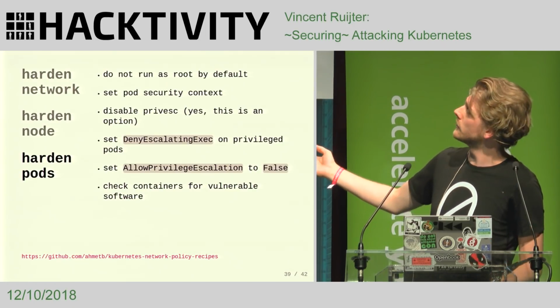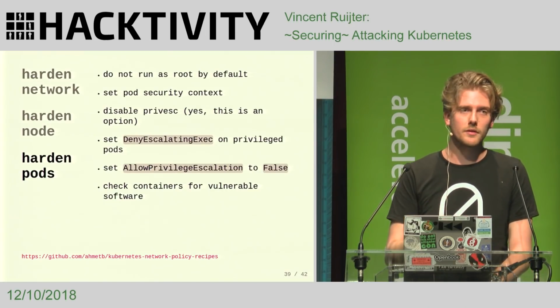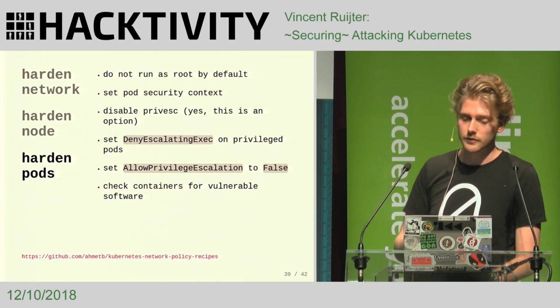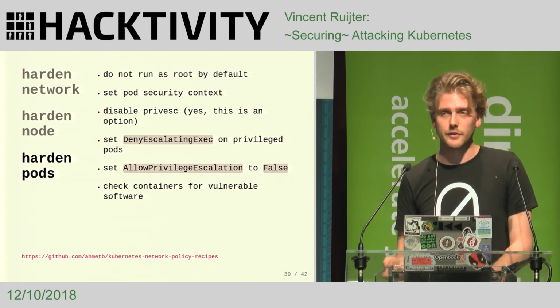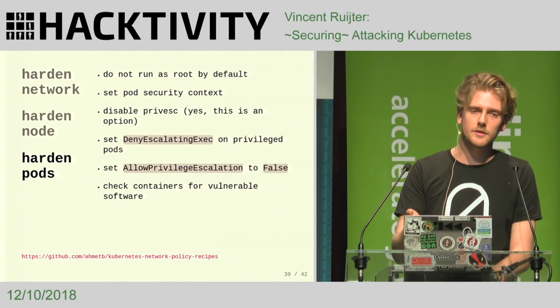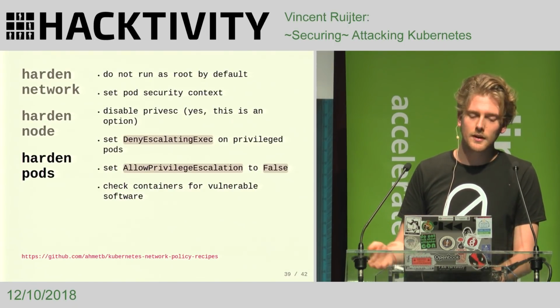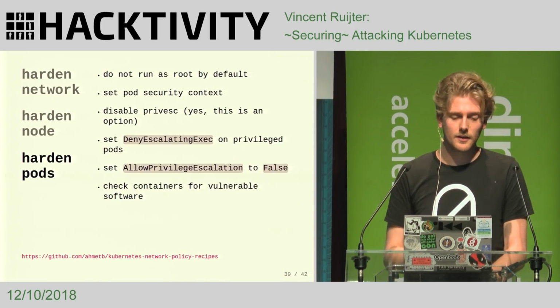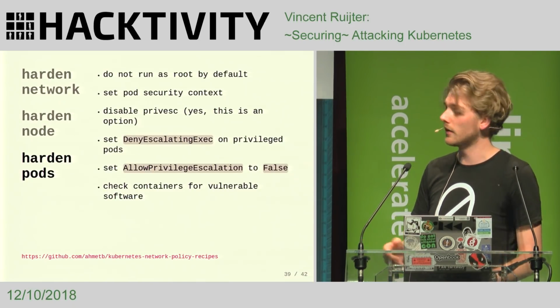As you could see when I was doing the escape with privileged mode, I could actually cat all the files on the node. So root on the pod is root on the host. If you set a strong pod security context, you can say, okay, I can only use UID 1000 instead of UID 0 from root. There's also an option inside Kubernetes called disable privesc, which is really interesting. I think you should enable it.